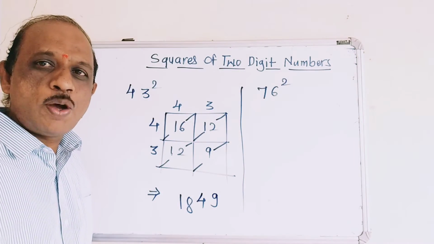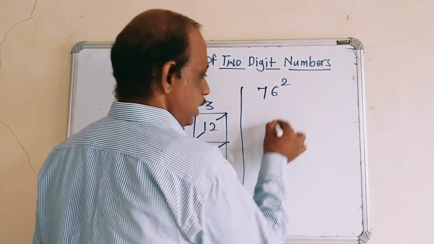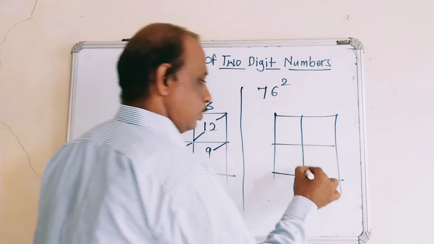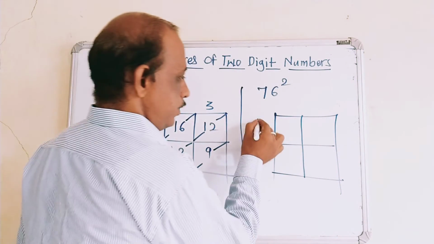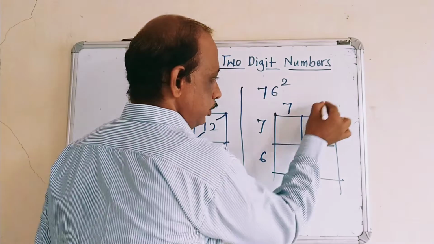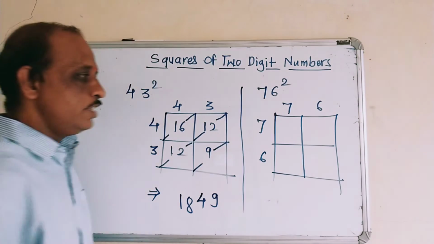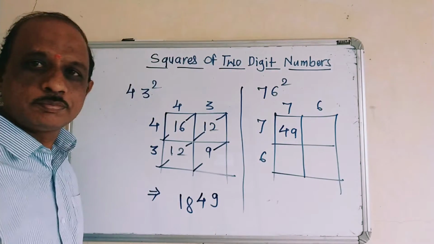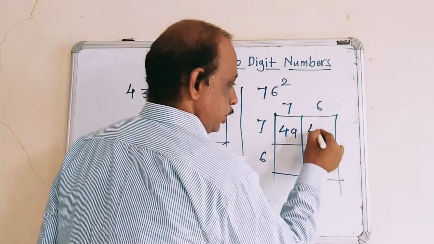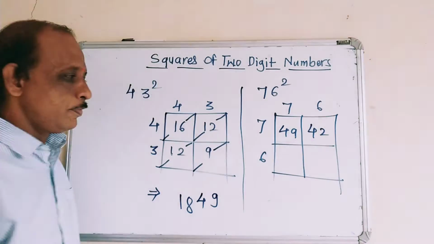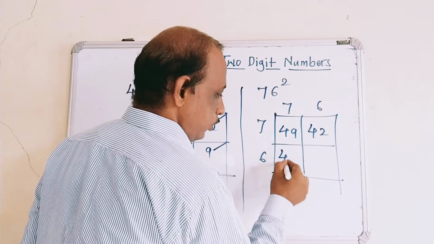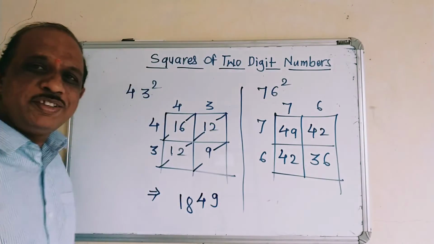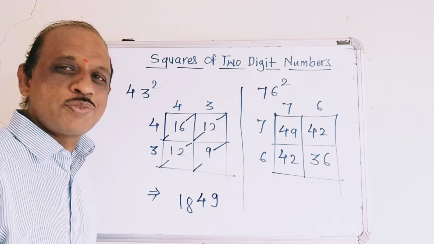We'll find out the square of 76. So again, make 4 squares, write 7, 6, again 7, 6. Then 7 into 7, you will get 49. 7 into 6, 42. Then 6 into 7, again 42. And then 6 into 6, you will get 36. Once this is done, it's very easy to write the squares of the number.